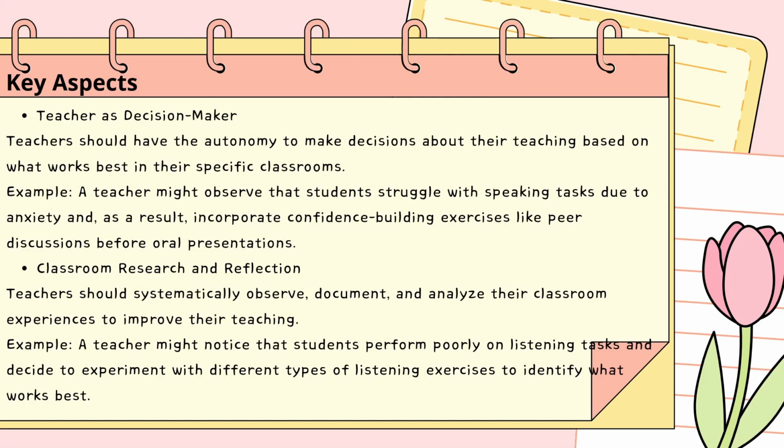And then classroom research and reflections. Teachers should systematically observe, document, and analyze their classroom experiences to improve their teaching. So for example, a teacher might notice that students perform poorly on listening tasks, and then decide to experiment with different types of listening exercises to identify what works best. So teachers need to do the experiment on their own with different types of exercises to identify what works best for the students.